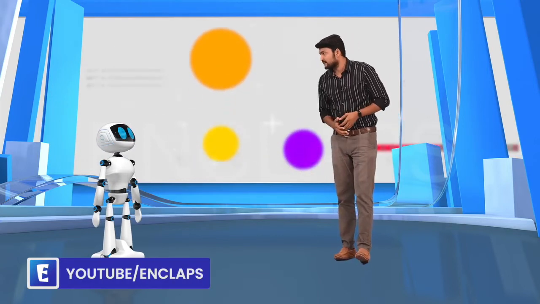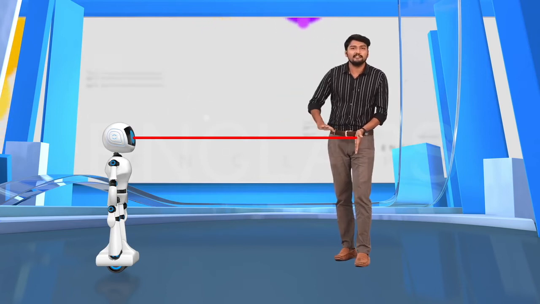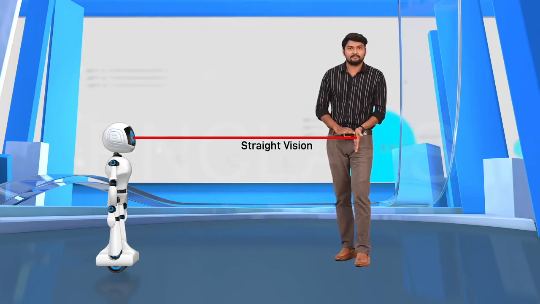Hey Clappy, you are here. You are at the right time, man. I need your help. Stand straight and look at my thumb. Can you see a line? This is his straight vision.